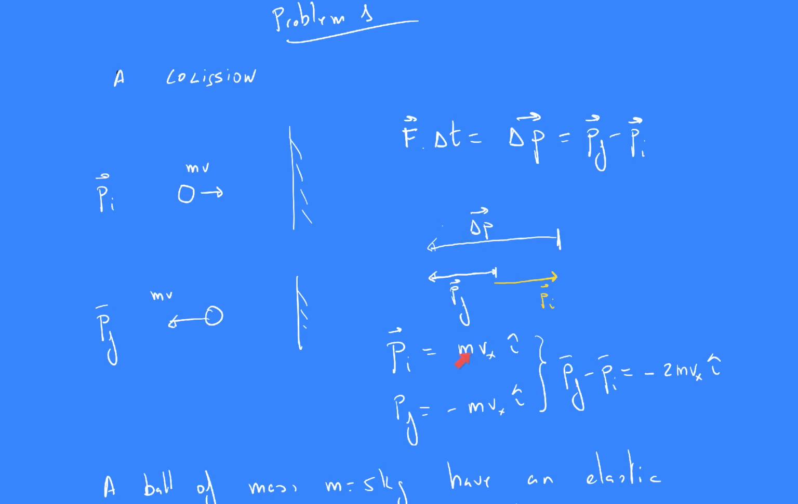If pi is mvx in the i direction, and the vector pf is minus mvx in the i direction, the change in the momentum, pf minus pi, is minus mvx minus mvx, minus 2 times mvx in the negative direction of i. Okay, this is the change in momentum, and the change in momentum is the force times the time that the force is acting.